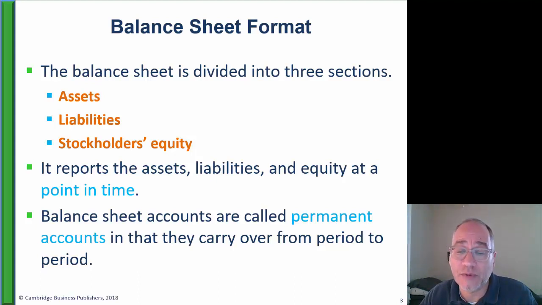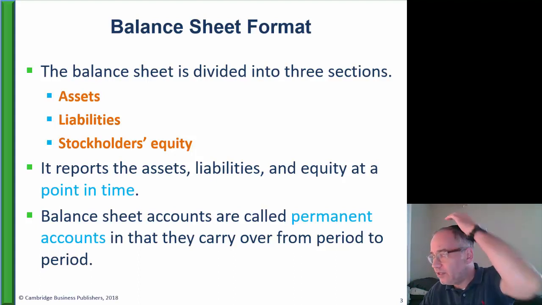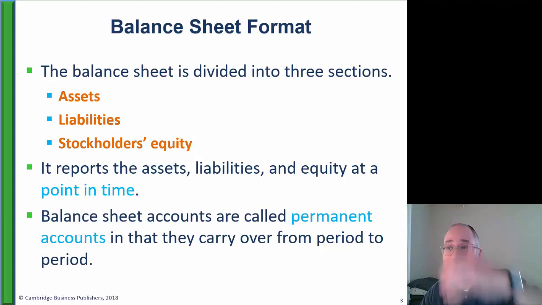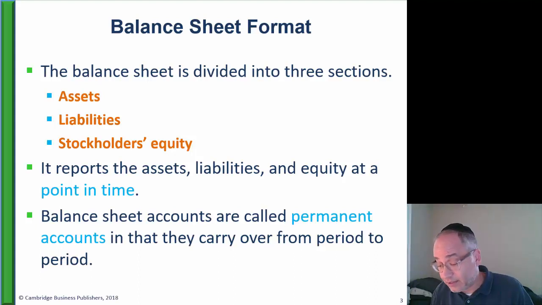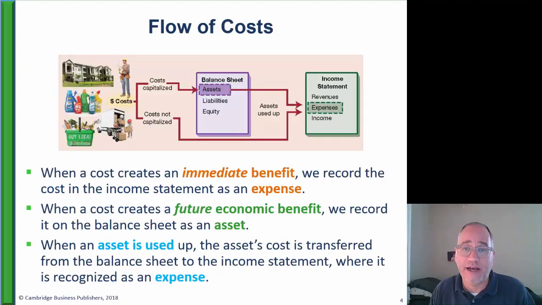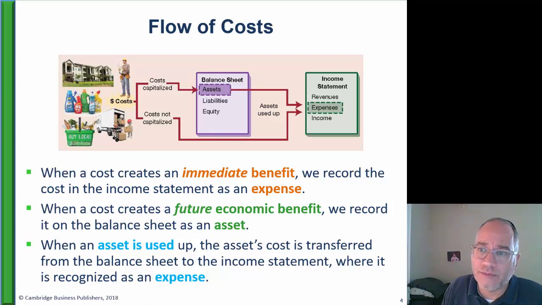Balance sheet accounts are called permanent accounts because these accounts carry over. In order to change them, to increase them, you have to put more money in. To decrease them, you take money out. A good example of it is cash, right? If you deposit cash, your cash balance goes up. If you take cash out, the balance goes down. It sounds obvious, but you'll see when we go into temporary accounts why that's not always the case for all accounts. So costs flow from one balance sheet to another.